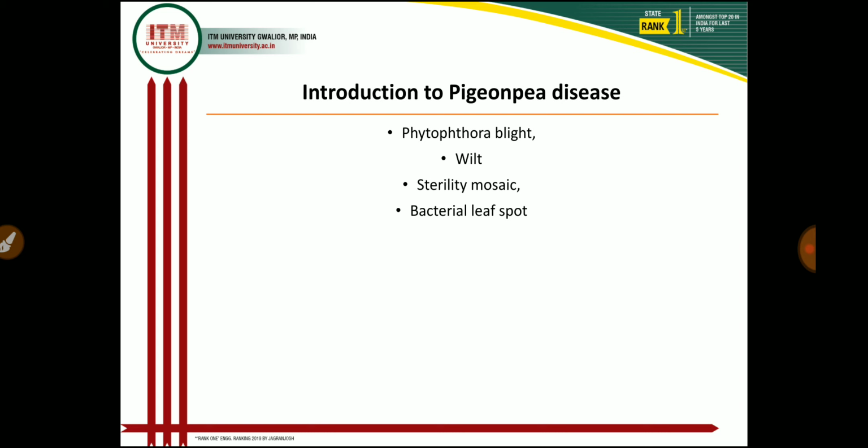So in today's lecture I cover only 4 diseases. The first one is Phytophthora blight, next wilt of pigeon pea, then sterility mosaic, and last bacterial leaf spot. These diseases are very important and the most limiting, yield-reducing diseases present on the pigeon pea crop.